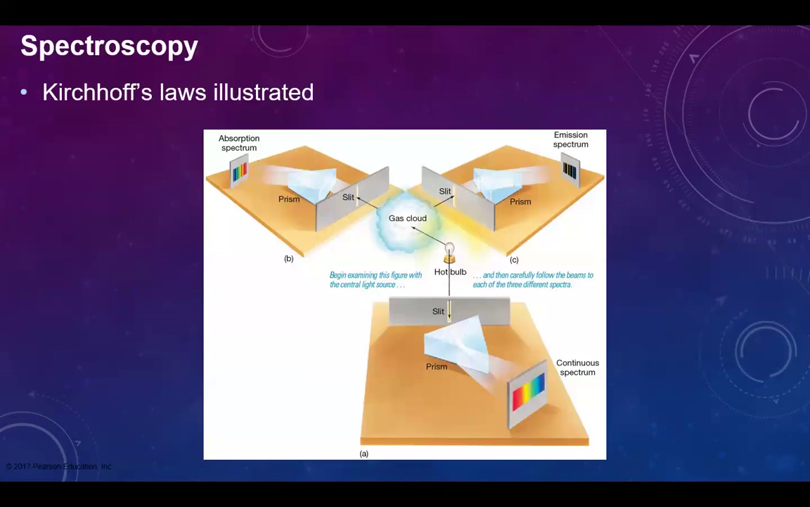And here's a quick illustration of Kirchhoff's laws. You have a light source that gives you a continuous spectrum. If that light source hits a gas cloud, it can excite the gas cloud to give you an emission spectrum, but also it can pass through the gas cloud and give you an absorption spectrum.